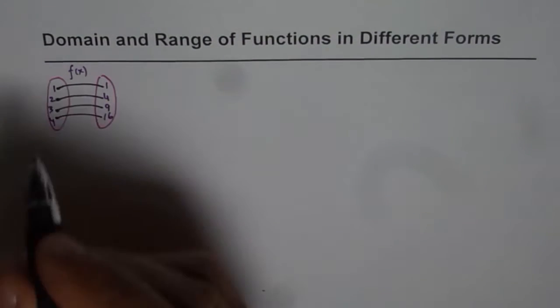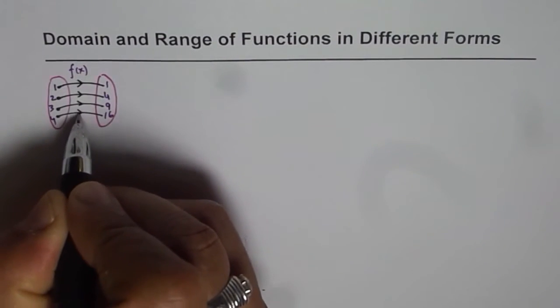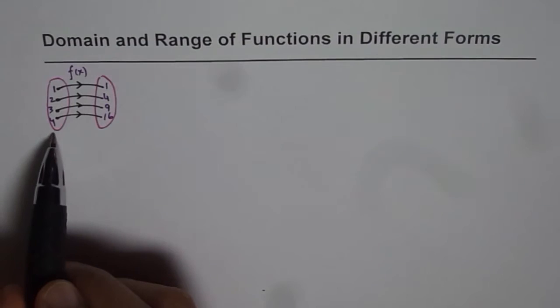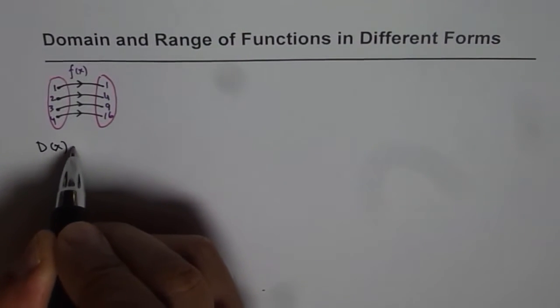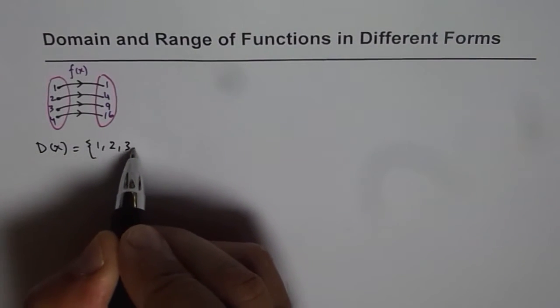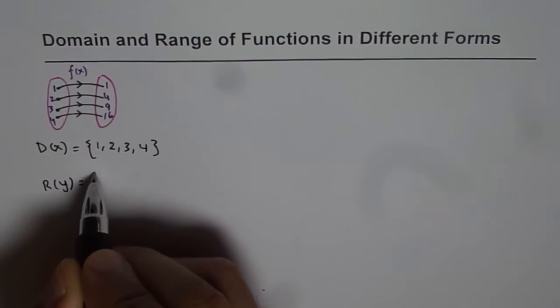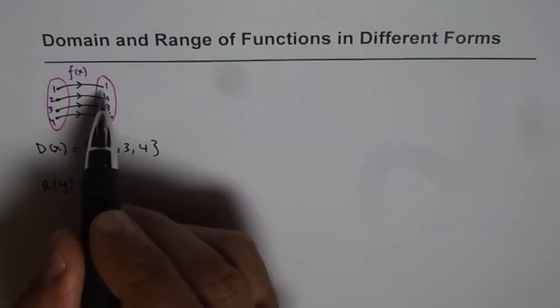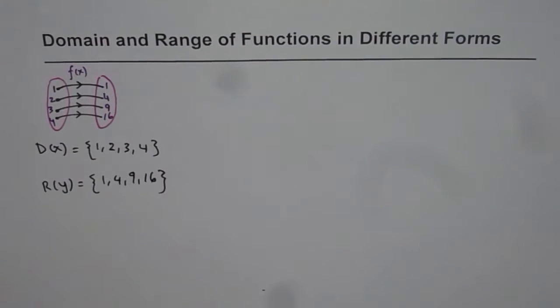Well, domain is set of input elements, so we'll have an arrow here indicating that the input is on the left side and the output is on the right side. So here domain for the function is equal to set of these points 1, 2, 3 and 4. The range is equal to where they map into, which is 1, 4, 9 and 16. So that is how you can write domain and range if the function is given in the form of mapping diagram.